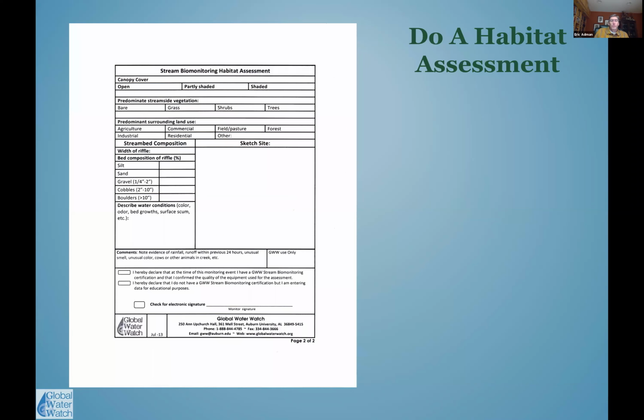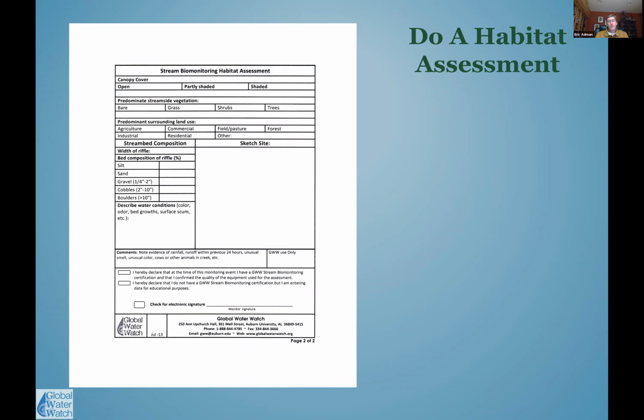Okay, one of the things that we're going to do, and there are different ways that you can do this habitat assessment, but we're going to make some observations at a site. So the idea would be you're doing this once a year at a site, and you want to document how that site is changing over time.